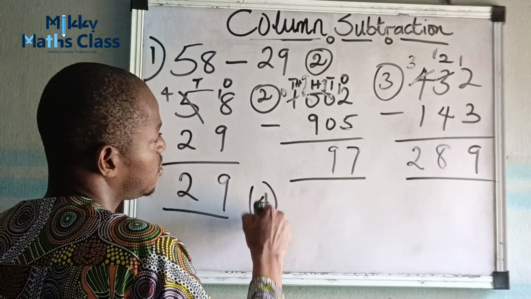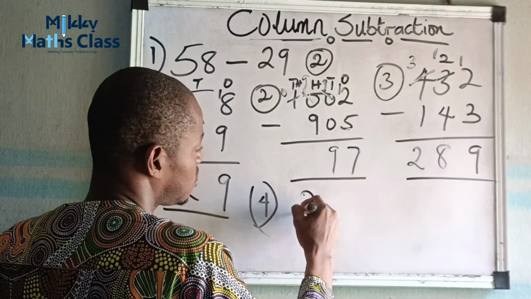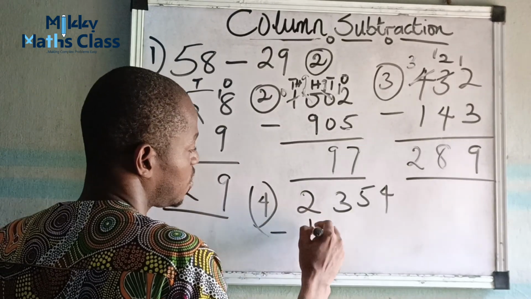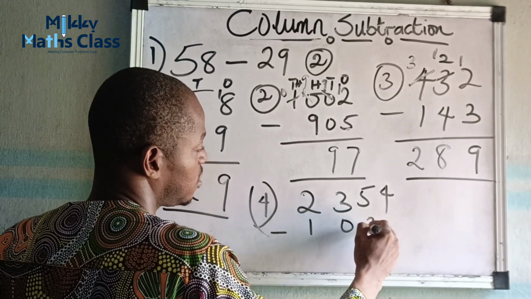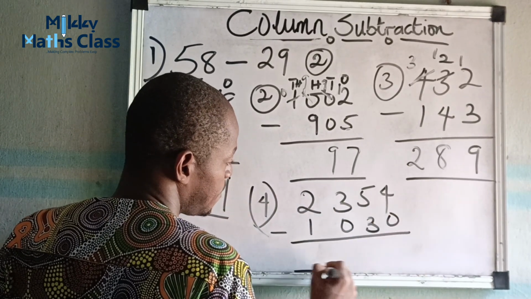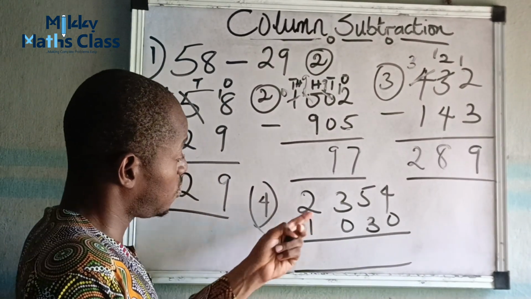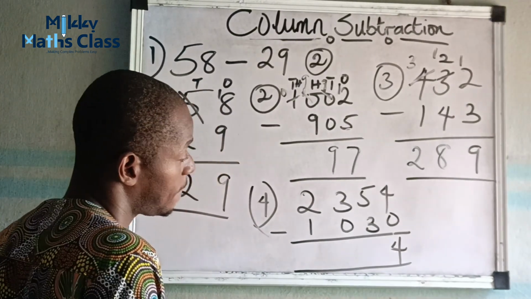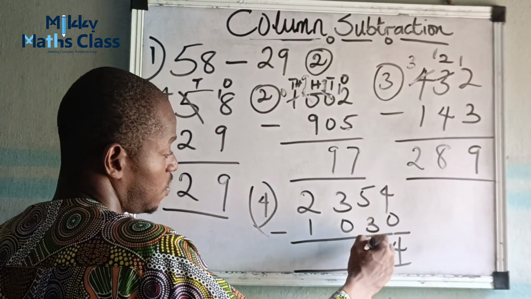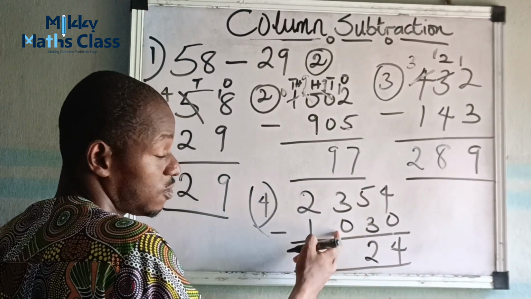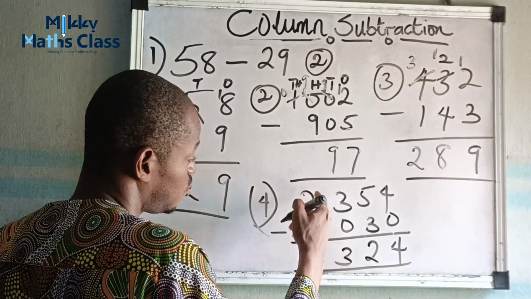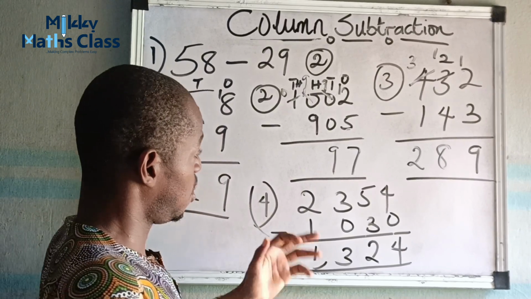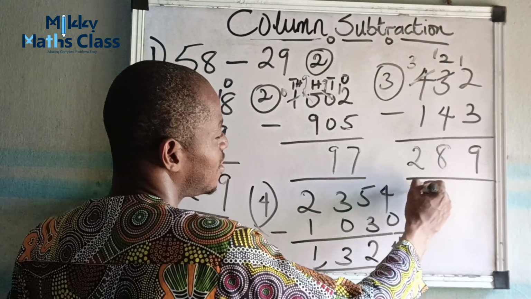Now the last one, let's take this last one. We can have something like this: 2354 minus 1030. This one is straightforward, no need to borrow anything. So this is 4 minus 0. 4 minus 0 will give us 4. 5 minus 3 will give us 2. 3 minus 0 will give us 3. And 2 minus 1 will give us 1. 1324.